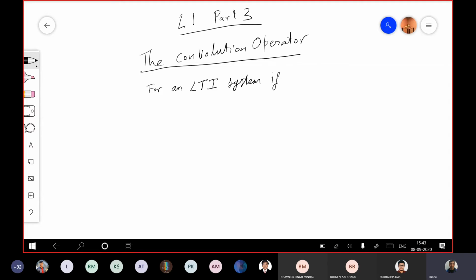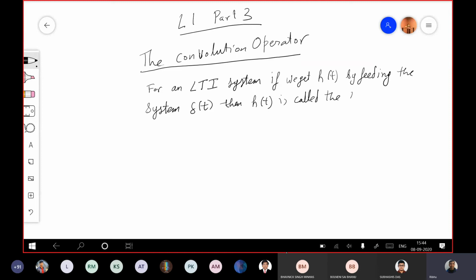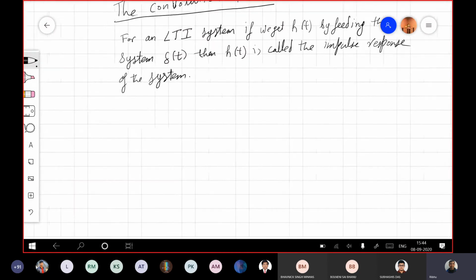if we get h(t) by feeding the system delta(t), then h(t) is called the impulse response of the system. It has certain properties that I won't discuss.